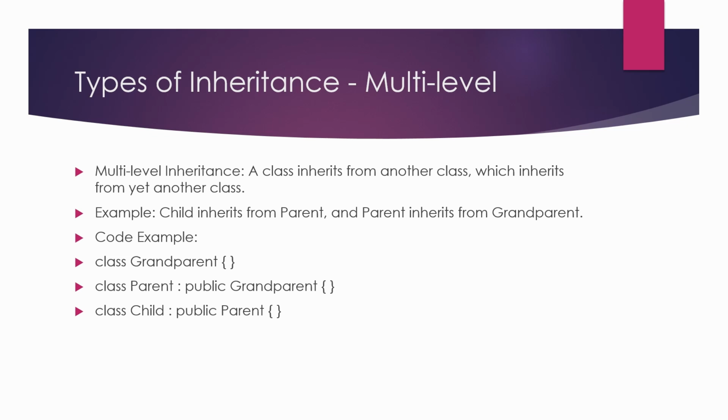In multi-level inheritance, a class inherits from a class that already inherits from another class. Think of it like a chain of inheritance. For example, a child class can inherit from a parent class, which in turn inherits from a grandparent class. This creates a hierarchy of classes.